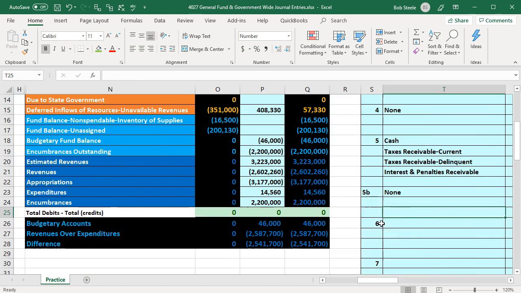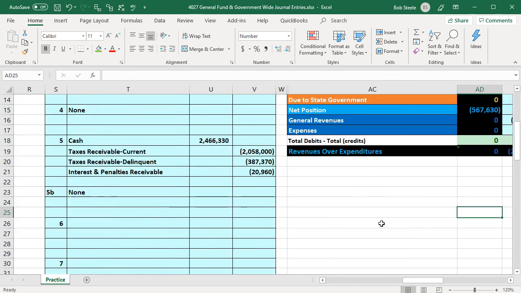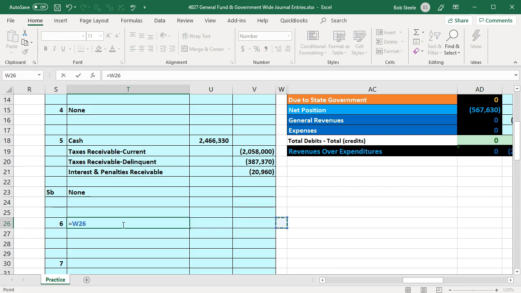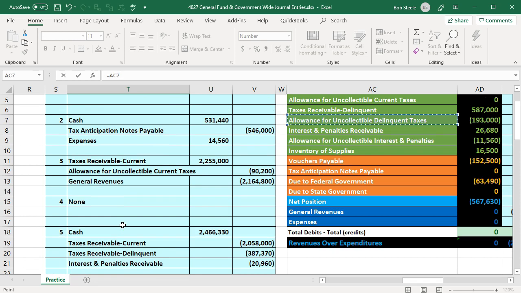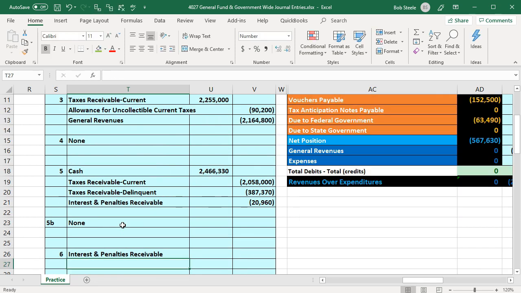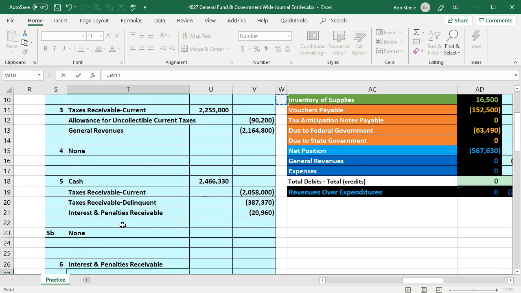What about the government-wide activity? Well, it's pretty much the same because this is in essence an accrual type transaction. So we're going to do pretty much the same here, over here, same thing over here in cell T26. I'm going to say equals. I'm just going to pick up the accounts, which is going to be the interest and penalties. And then right underneath it is the allowance. I'm going to pick up the allowance.